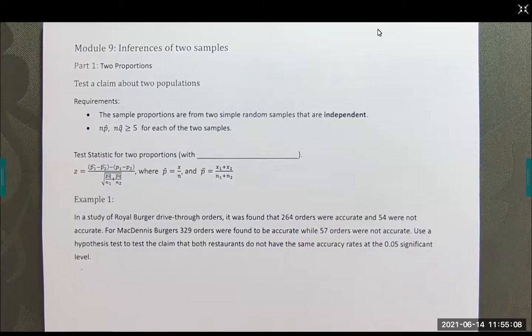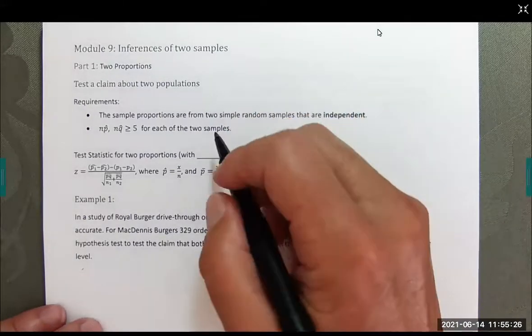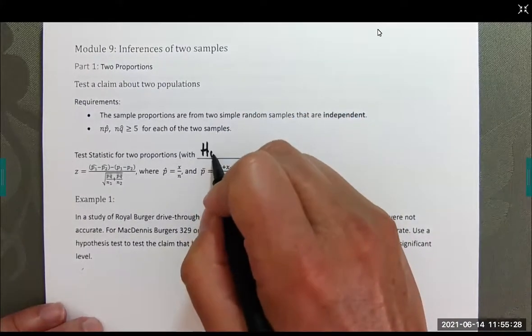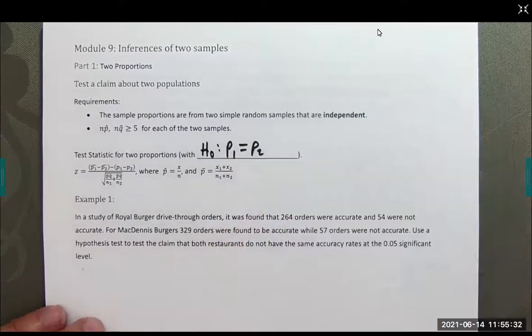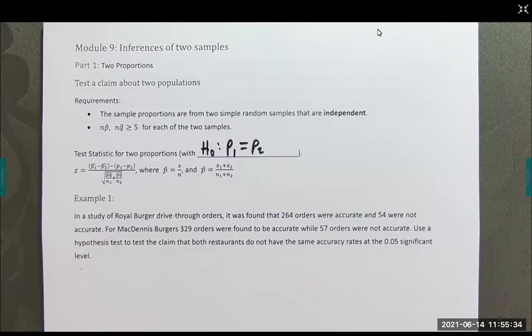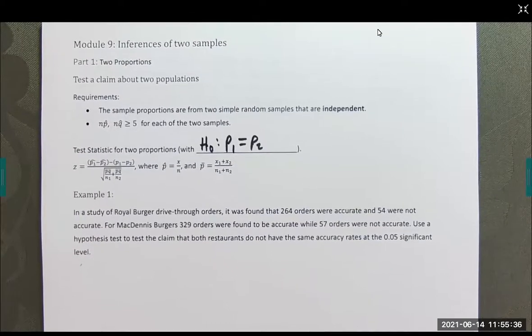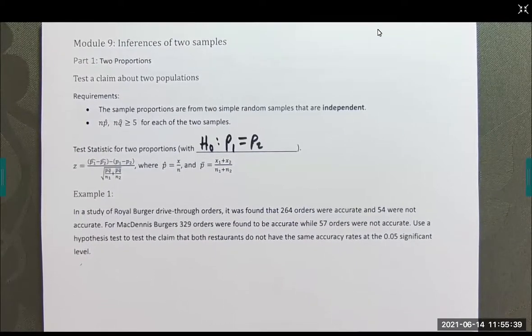So we're going to compare a claim about two proportions. The requirements: the sample proportions are from two simple random samples that are independent. np hat and nq hat are both bigger than or equal to 5 for each of the two samples. And this is going to be our null hypothesis: p sub 1 is equal to p sub 2. So we're going to assume the proportions are the same. The alternative hypothesis will say either that they're not equal or that one's bigger or smaller than the other.